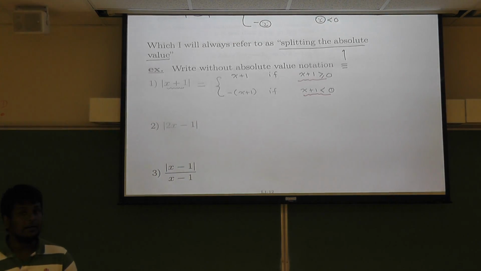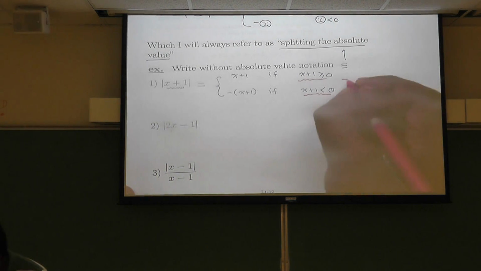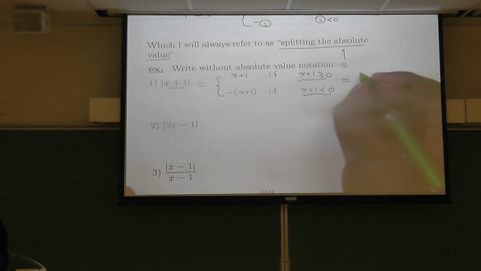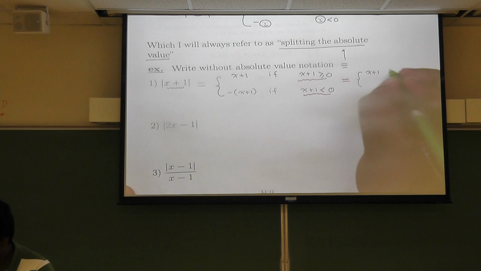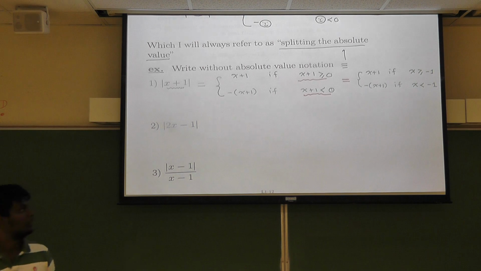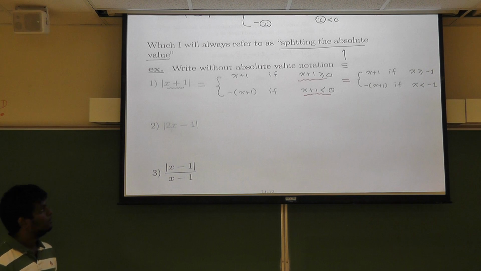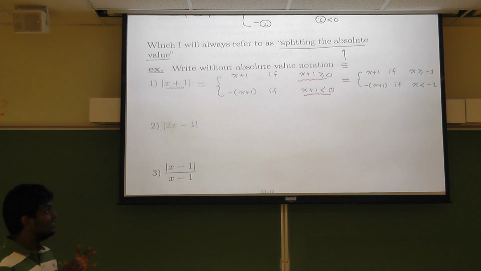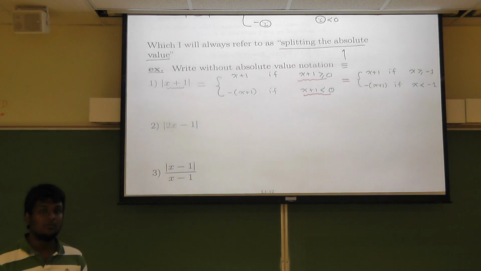Okay? Now, you can just do a really quick simplification here. So the final answer should look like x plus 1 if x is bigger than or equal to negative 1, and negative of x plus 1 if x is smaller than negative 1. And that should be your final answer. Okay, and so once you can understand that single example, you should be able to split any absolute value at will. So let's do the second example.